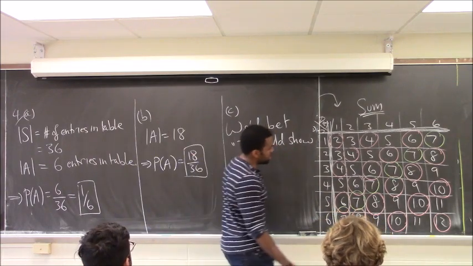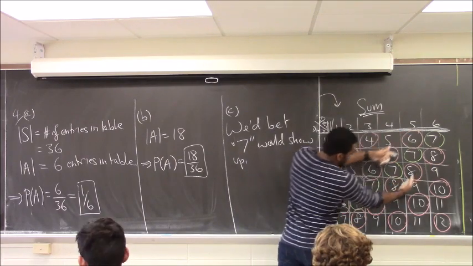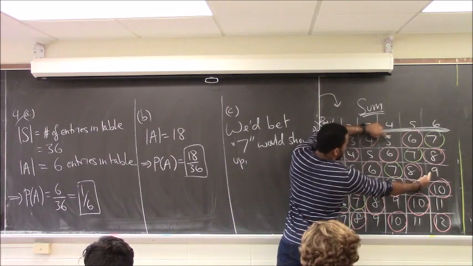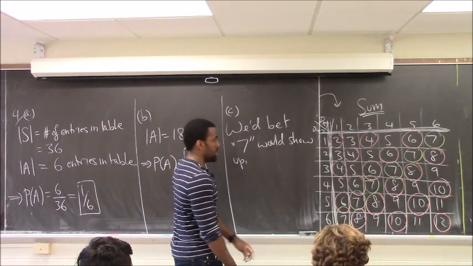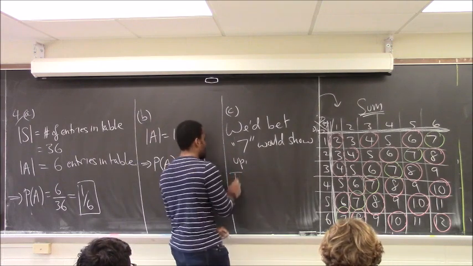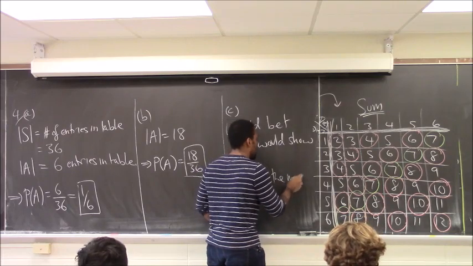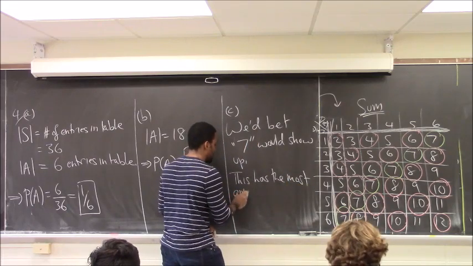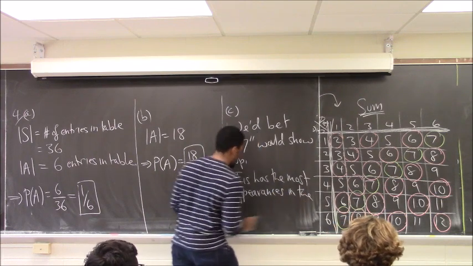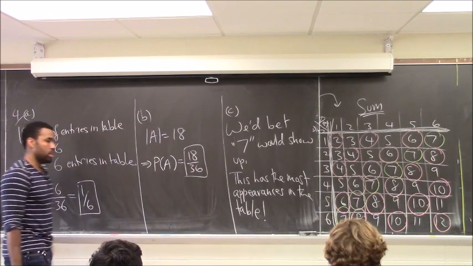The next most likely numbers would be the 8 and the 6. They'll happen in equally likely number of ways. Then the 5s and the 9s will also happen equally likely, and so on and so forth. But the 7 has the most outcomes. This has the most appearances in the table. So that's what the bet would be.